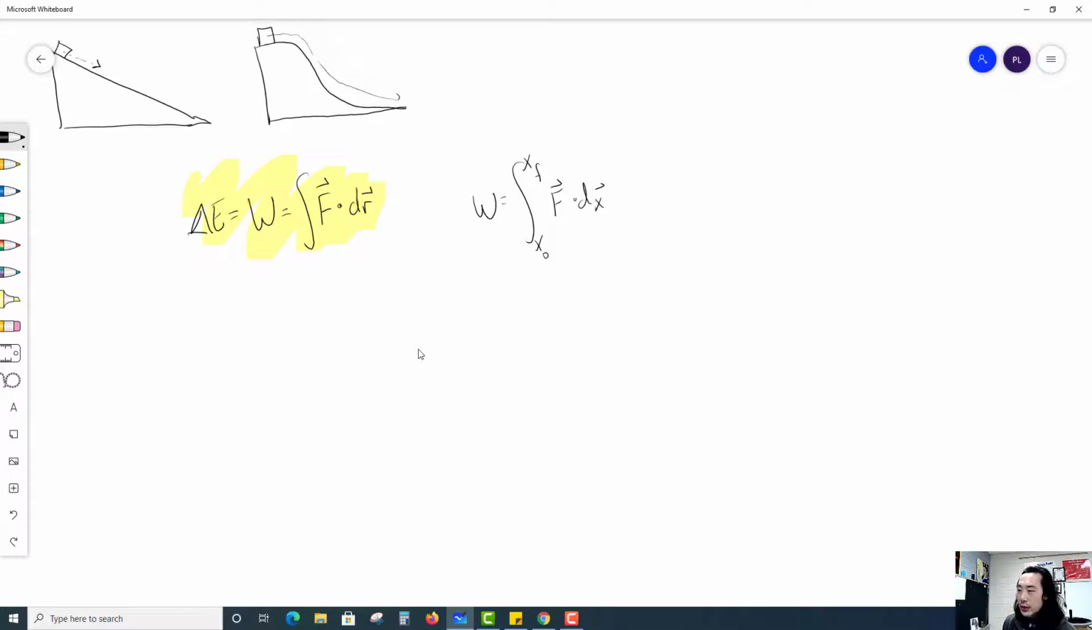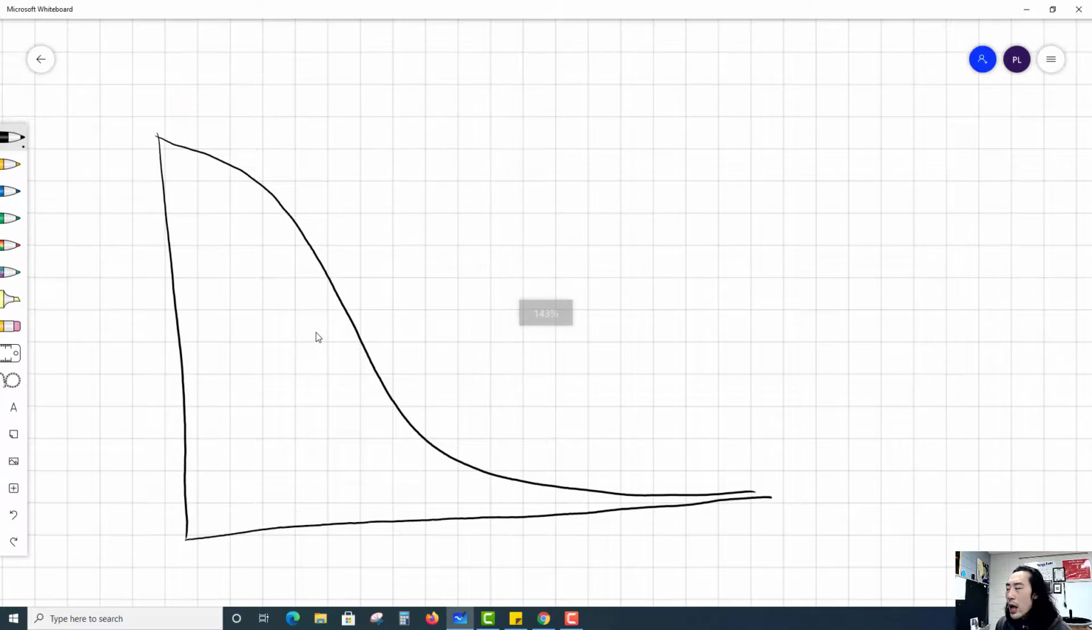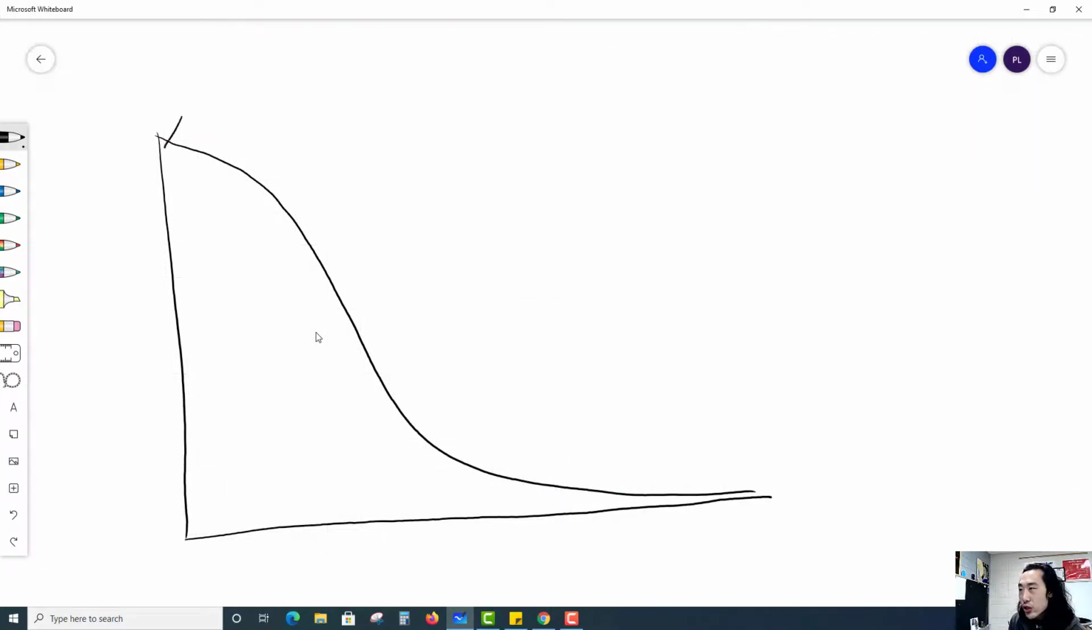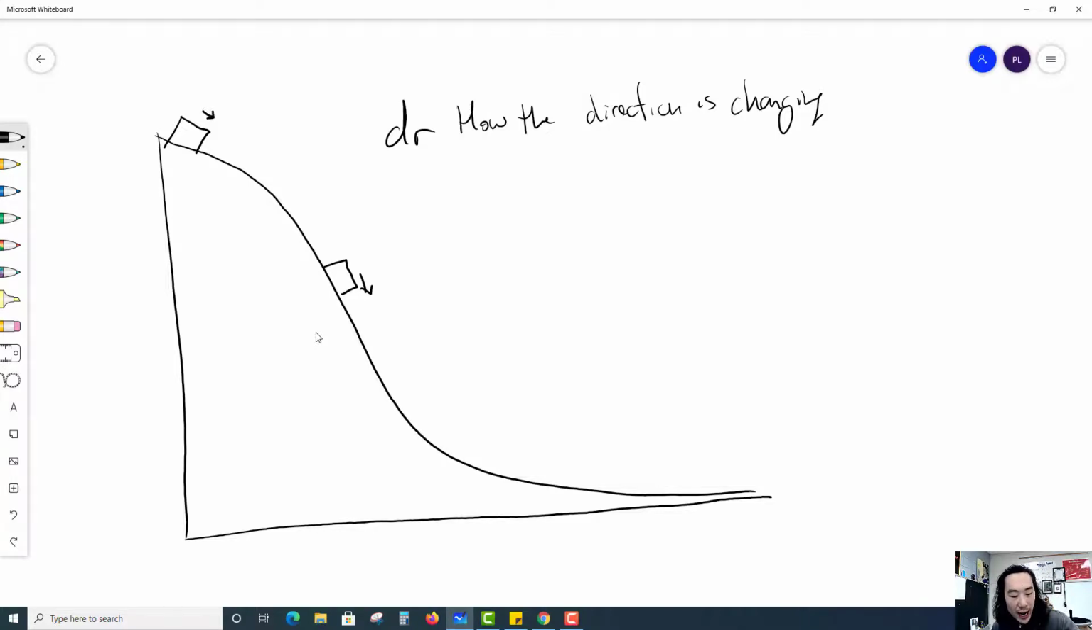So we're going to use the scenario that I described before. If we have an object that is not on a smooth surface, like so, the direction of motion is constantly changing. So for example, if the object is here, it's moving in that direction, versus if the object is here, the object is moving in a different direction. And so what this dr tells us is how the direction is changing. And more specifically, it's showing us an infinite amount of changing of directions. And so it looks at it from tiny little pieces.